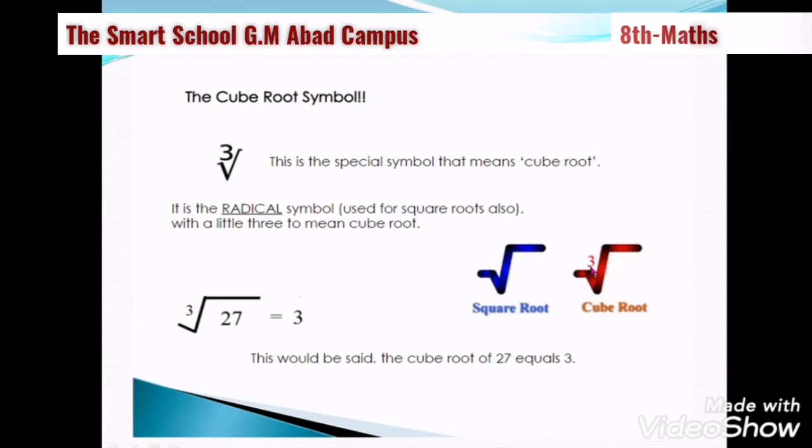It is called the index. So this is the special symbol that means cube root. When you write 3 in the index, this is the sign of cube root. It is a radical symbol, used for square root also, with a little 3 to mean cube root. So here you can see the cube root of 27 is equal to 3. Whenever you find the cube root, you must write the 3 here in the curve of the radical sign. This is read as the cube root of 27 is equal to 3.